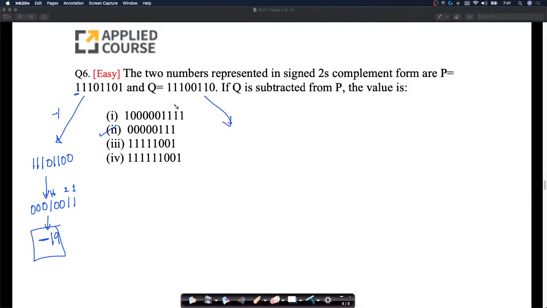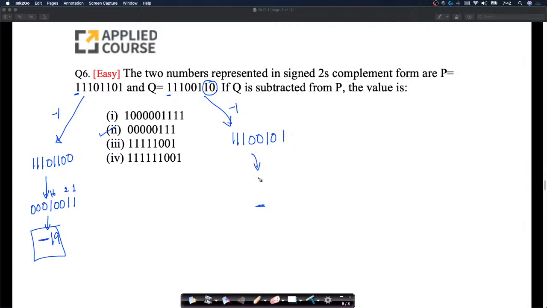What about Q? Again, look at this, the first bit here is 1. So it's a negative number, that we understand. Subtract 1 from this to get the 1's complement. Okay, so if you subtract 1 from this, what do you get? You get 111, 00, 101. Because from 10, if you subtract 1, you get 01. Right? This is your 1's complement.